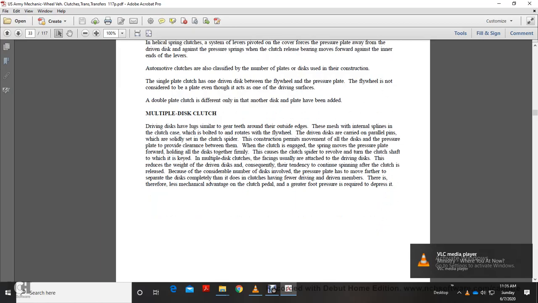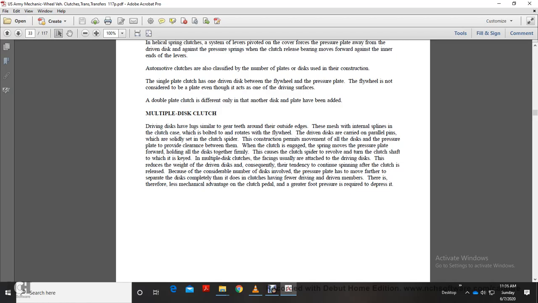Multi-disc clutches. The driving discs have lugs similar to gear teeth around the outer edge, which mesh with the internal spline of the clutch case bolted to the flywheel. The driven discs are carried on parallel pins which are solidly set in the clutch spider. This construction permits movement of all the discs and the pressure plate, providing clearance between them. The clutch engages with the spring moving the pressure plate forward, holding all the discs firmly together. This causes the clutch spider to revolve and turn the clutch shaft with the key.